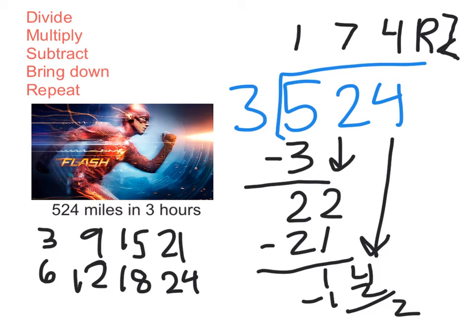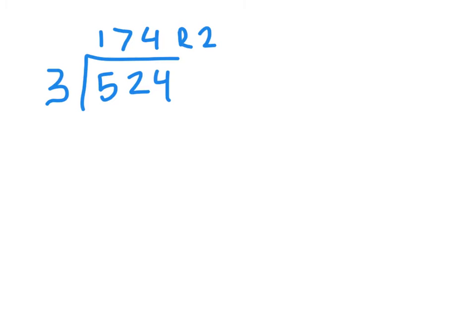Remainder 2. But I'm not quite done yet. I need to make sure that I check my problem. To check my problem, I'll multiply the quotient times the divisor, or the number on top times the number on the side, and then add in my remainder. You can do lattice box or traditional. Does not matter to me.